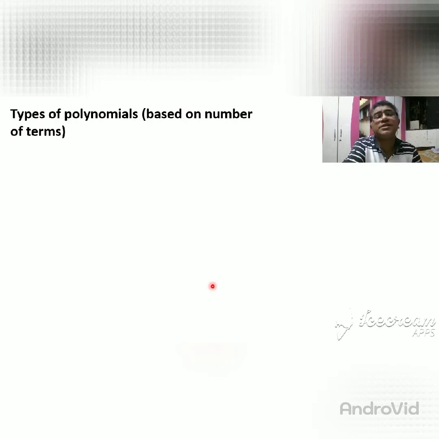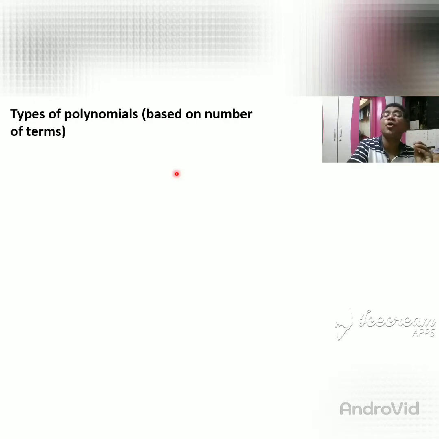I know this is the basic thing, that you know what polynomials are. Then we will see the types of polynomials. The types of polynomials are based on terms, meaning how many terms a polynomial has. According to that, we give the types of polynomials.